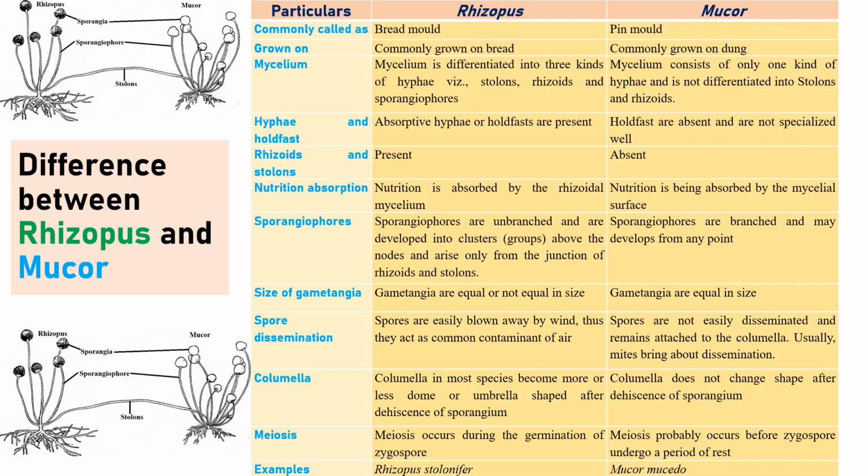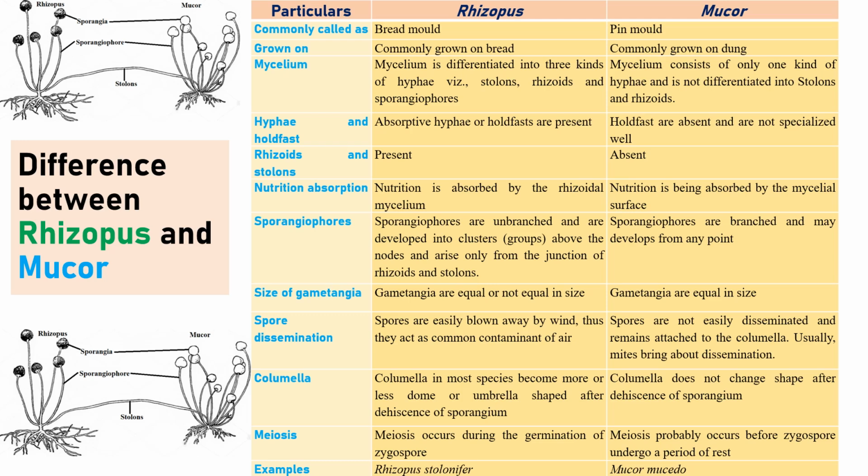So first one, we'll see the differences between Rhizopus and Mucor. I think probably in lecture number 35, we have seen different kinds of genera and the general properties related to Rhizopus and Mucor. Now we will see the comparative differences and other points.